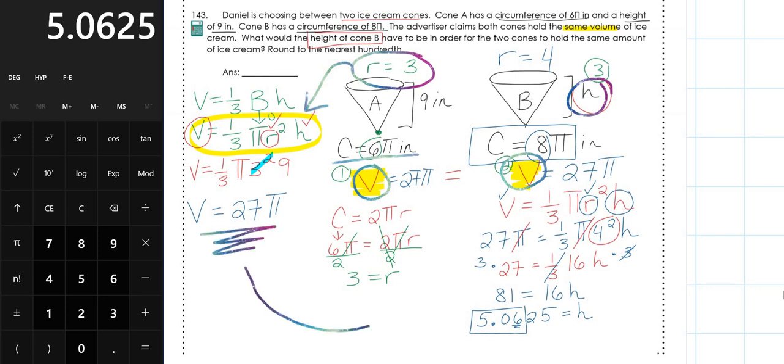We brought that volume over and made sure that we set up our volume formula for cone B again. Then plugged in everything we knew except for h, because that's what we were looking for, and solved for h. So many steps here, but this was our game plan. It all worked out. Okay, let's keep moving.